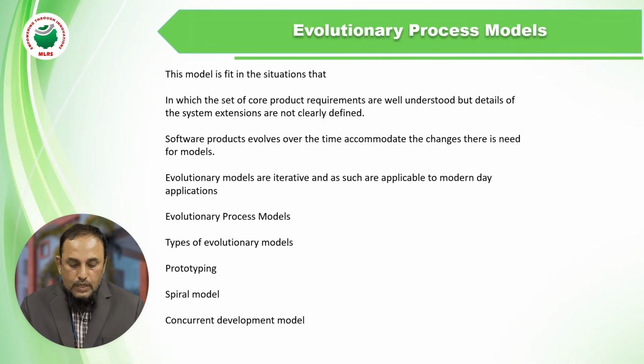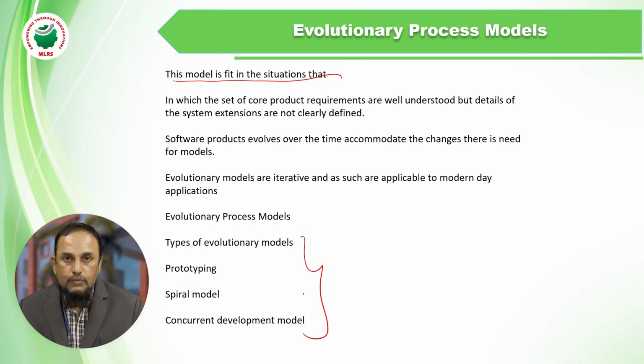Today we'll see where this model fits, in the evolutionary process model. In the evolutionary process model, again we have to discuss 3 types of models: first the prototype model, then the spiral model, and the concurrent development model. Again in the evolutionary process model, the process flows in a circular manner. Again in this model also we are using the same 5 framework activities.